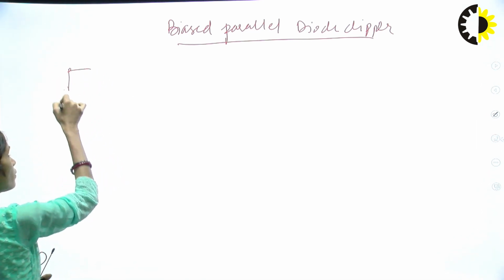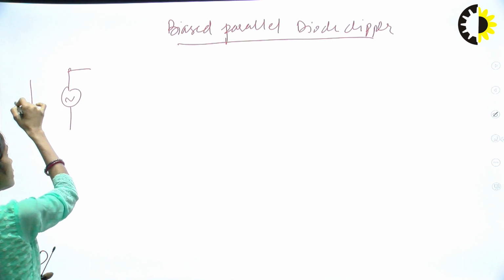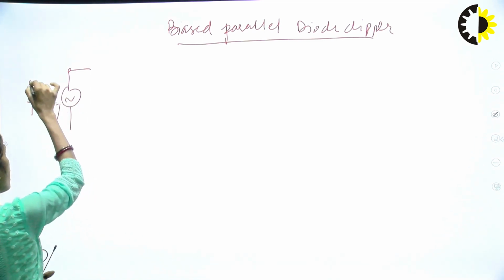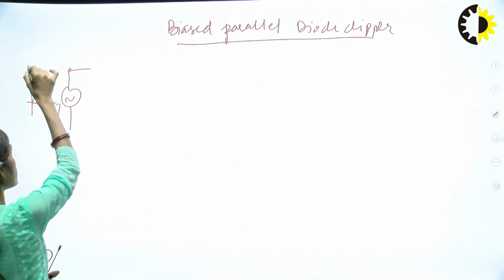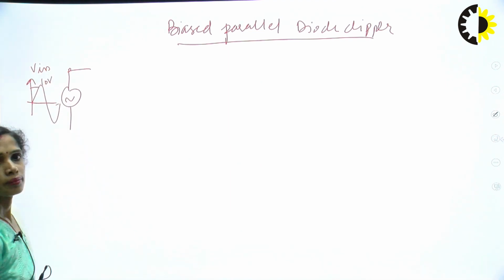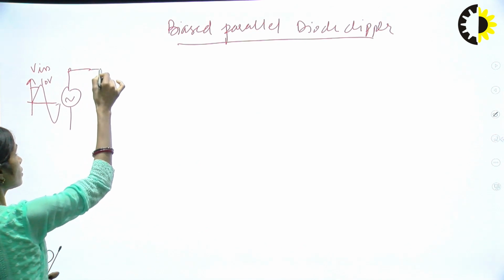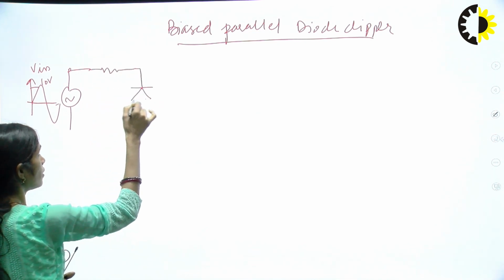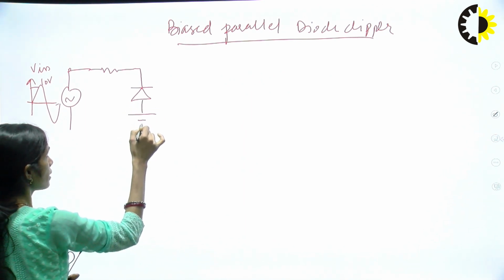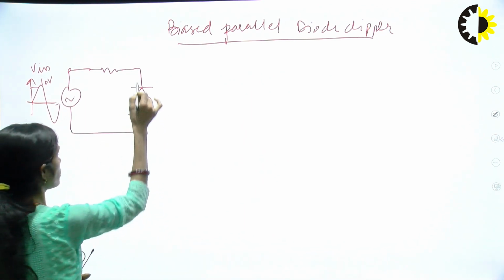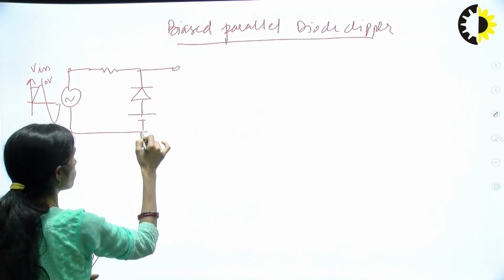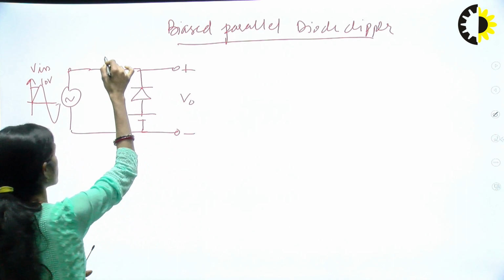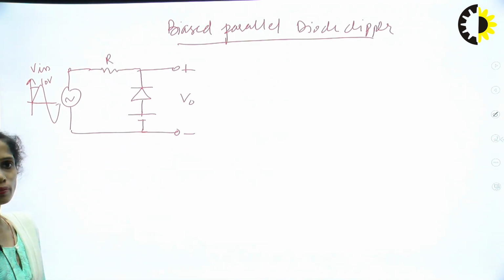We have the circuit, and we have the input signal here. I am taking the example as Vin with a peak voltage of 10 volt. This is the input voltage and this is the resistance I had taken. I had taken one diode here and a battery connected along with it. So this is said to be in parallel configuration. I have to take the output across this. So this is the circuit of the biased parallel clipper.